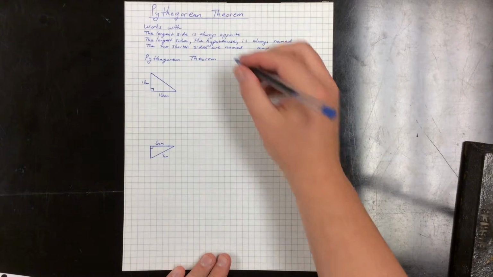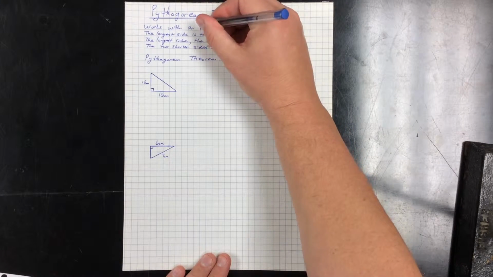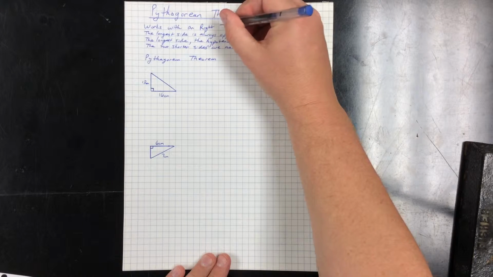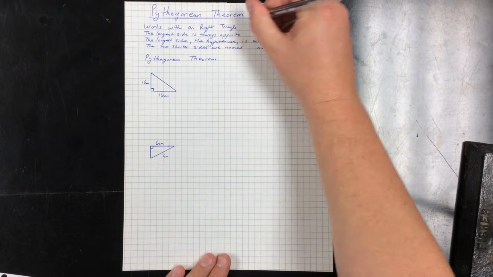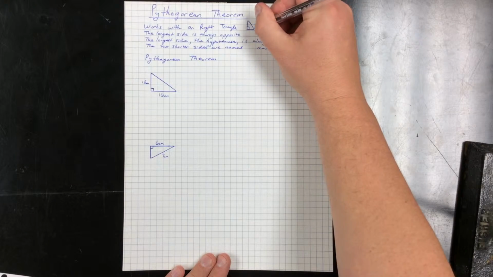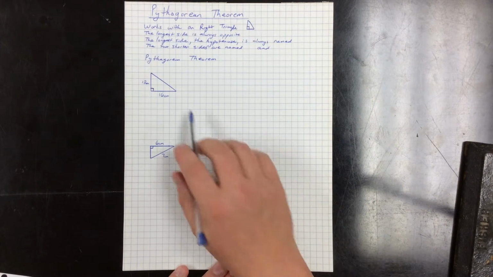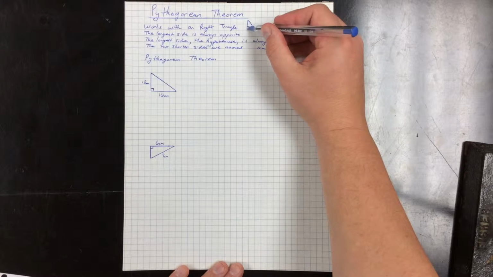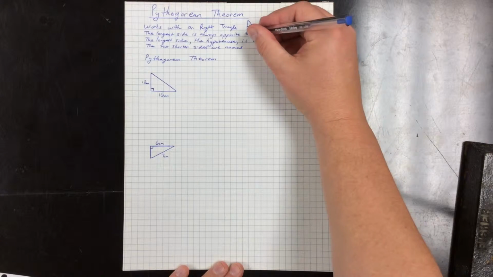Today we're going to talk about the Pythagorean Theorem. The Pythagorean Theorem works with any right triangle. So anytime that you see a triangle with a square corner in it, it's going to work for this. The longest side is always opposite the right angle.